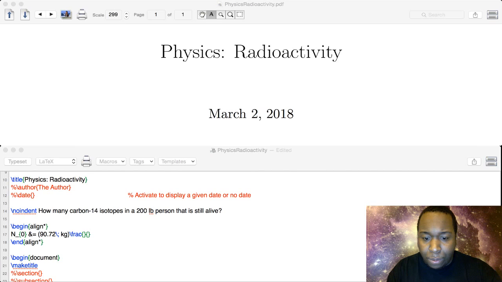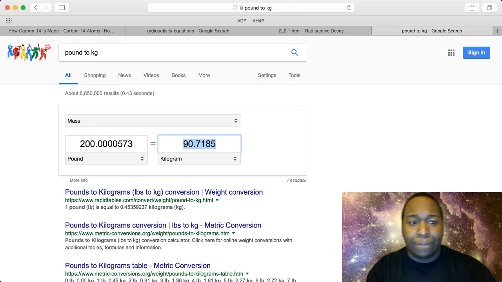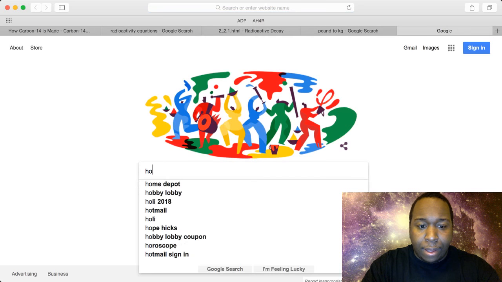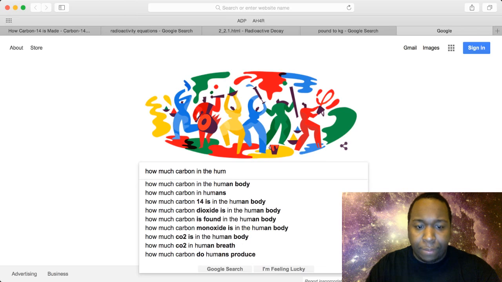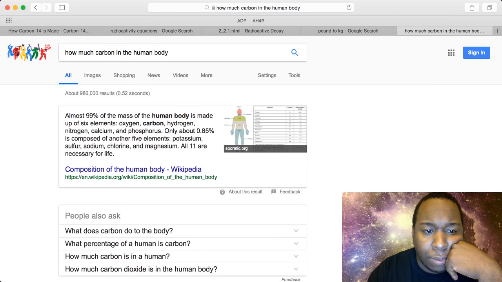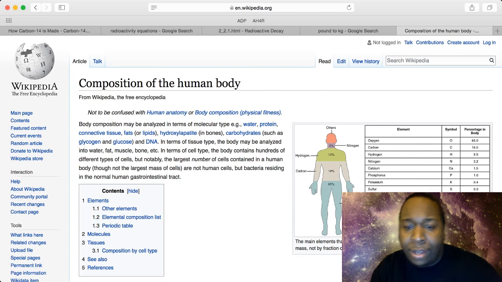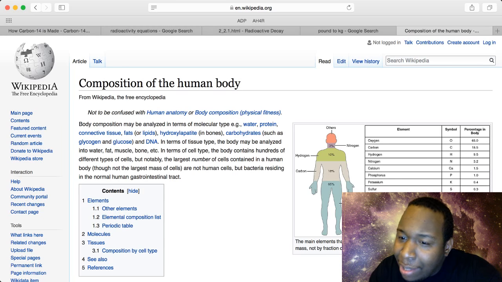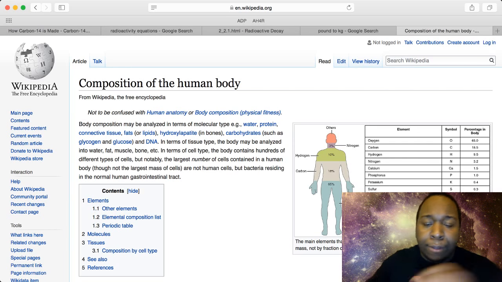we need to, so let's go back to the internet. The internet's going to be definitely our friend for today. Let's figure out how much carbon is in the human body. This will work for us. And so this basically gives us a breakdown of the composition of the human body. And it states here that by mass, there's 18.5% carbon in the human body.